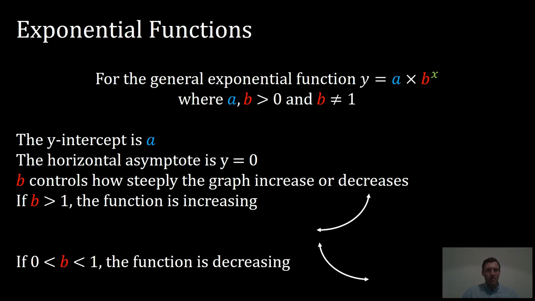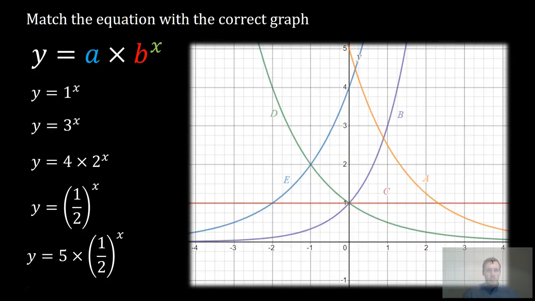We can sketch the graph of an exponential function using the y-intercept, the horizontal asymptote, and 2 other points on the curve. Let's try to match some equations with the correct graph. Remember, b controls the steepness. If b is greater than 1, the function is increasing. If b is between 0 and 1, the function is decreasing. And a is the y-intercept. For the first equation, y equals 1 to the power of x. 1 to the power of anything is 1. Therefore, this has to be c, which is a straight line.